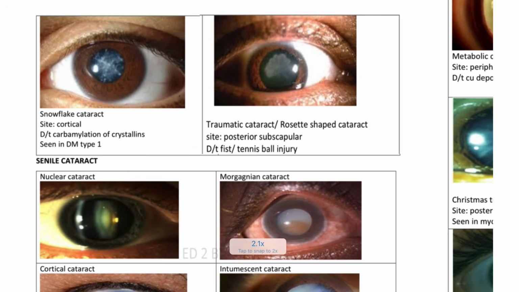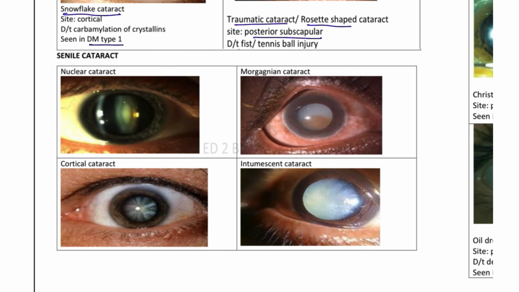Cataracts. Snowflake cataract is seen in diabetes mellitus type 1, and traumatic cataract is a rosette shaped cataract, posterior subcapsular, post-trauma. Then nuclear cataract, Morgagnian cataract, and intumescent cataract. Nuclear, Morgagnian, and intumescent. And cortical cataract belongs to the senile age.